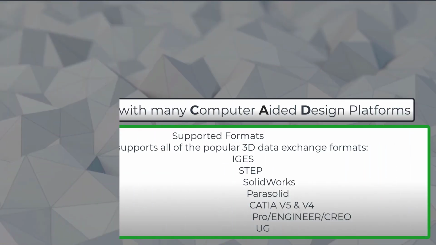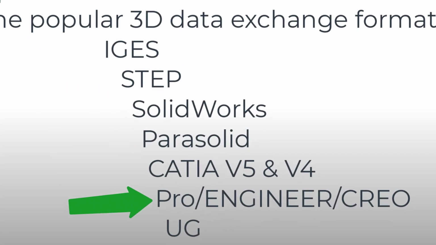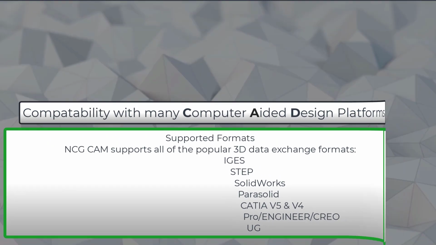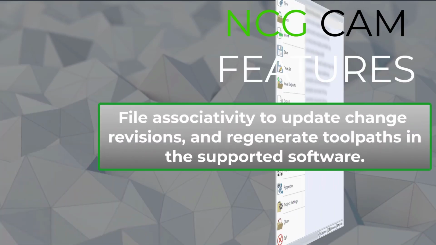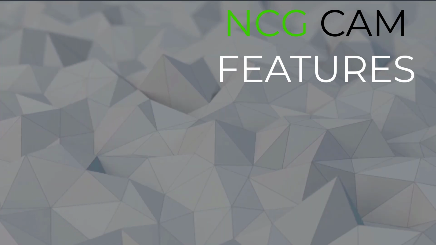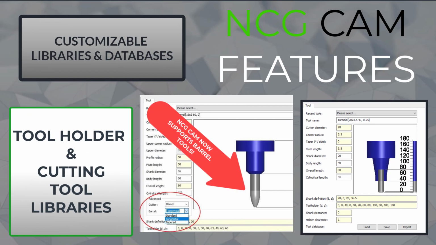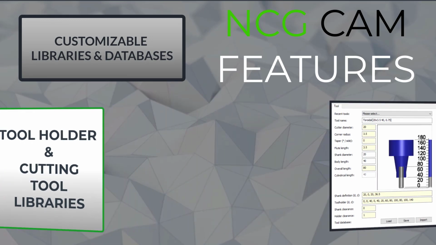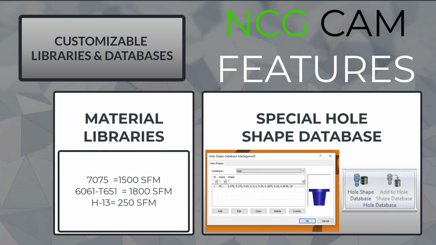NCG CAM is compatible with and supports all the favorite flavors of computer-aided design 3D data files. NCG CAM features file associativity to update change revisions and regenerate toolpaths with supported software. Customizable libraries and database folders to build your tool holder and cutting tool libraries, and holder tool combos. Material libraries with specific machinability data and custom special hole shape database.